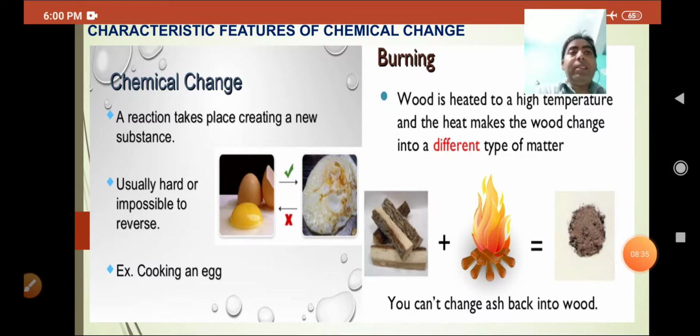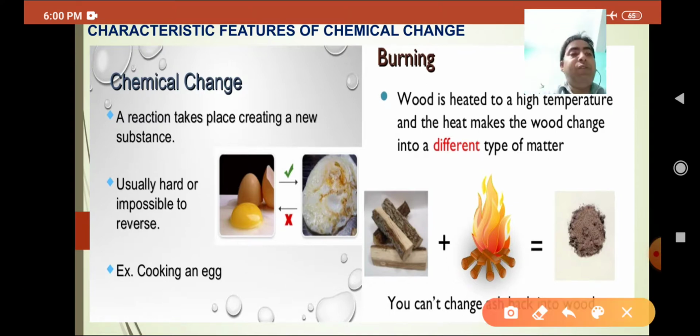Now in a chemical change, energy is involved, as a large amount of energy is absorbed or given out. In the case of wood, when you burn it, a large amount of heat and light is produced. So in a chemical change, energy is absorbed or evolved.